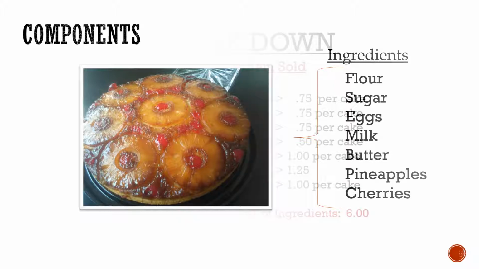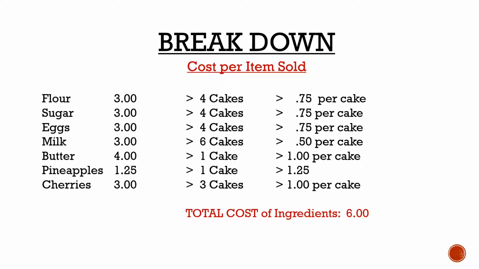You buy a 5-pound bag of flour, costs you $3. But I can make 4 cakes out of that 5-pound bag. So it's really costing me 75 cents per cake. The same with the sugar and the same with the eggs. Now the milk is $3, but I can make 6 cakes out of that. And that means it costs me 50 cents per cake. And the same with the butter, the pineapples, and the cherries. So the total cost to make this homemade pineapple upside down cake is $6.